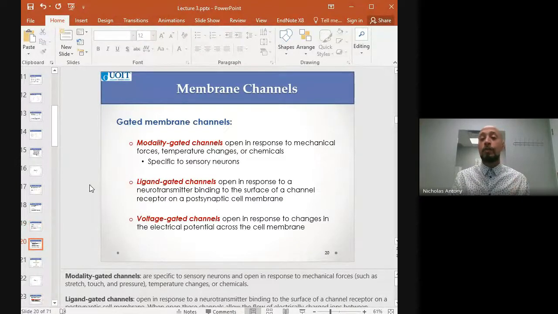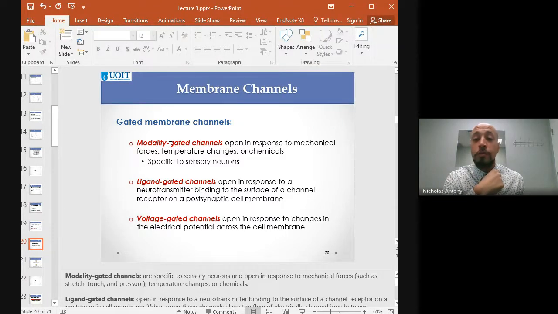The gated channels are what are really important in the generation of an electrical potential, and ultimately the transmission of that potential through a buildup of local potentials, and then an action potential down to the presynaptic terminals, or the end of the neuron. Like I had mentioned, there are 3 different gated channel types that we're going to learn about in this lecture.